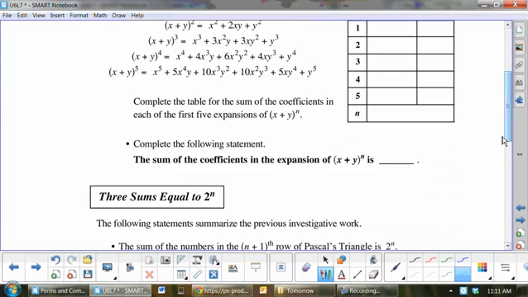Okay, so anyway, x plus y to the n, what's the sum of the coefficients? 2 to the n. Very good.